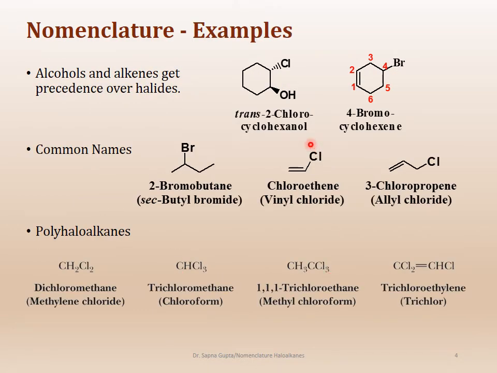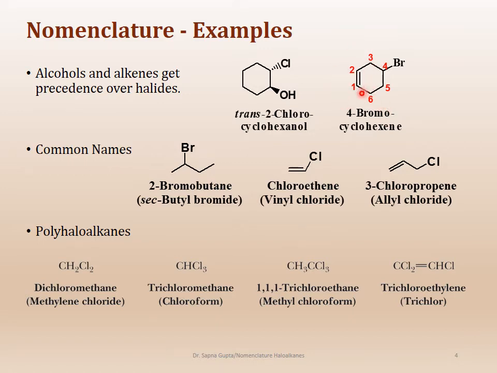Here are some more examples for halides. You have a little bit different kind of functional groups over here. Alcohols and alkenes get preference over halides. Okay, so for example, if you have an alcohol in there too, then the alcohol will get preference. Okay, so the relationship here is trans because one is going up, the other one is going down, hydrogen. And then there's 2-chloro-cyclohexanol. You don't have to say 1-cyclohexanol because it's understood that alcohol has the preference. Okay, so trans 2-chloro-cyclohexanol.